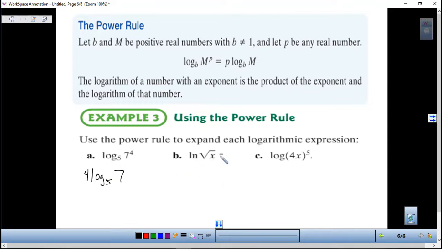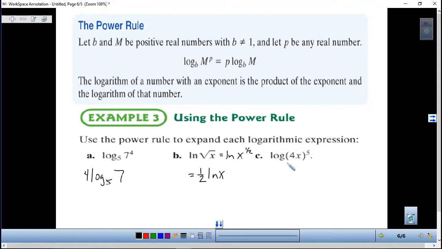Now here we want to rewrite this thing. Natural log, what's another way of writing the square root of x with an exponent? Well, it's going to be x to the 1/2. Then we can move that power out front. So this is going to be 1/2 the natural log of x.